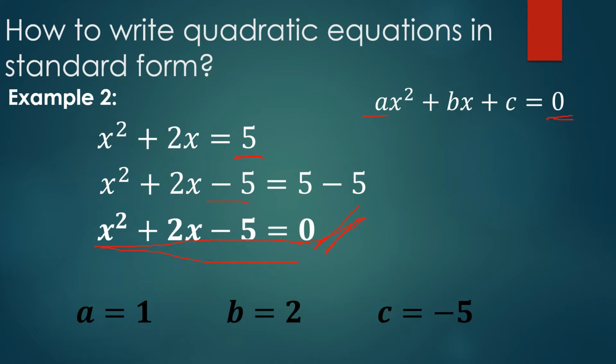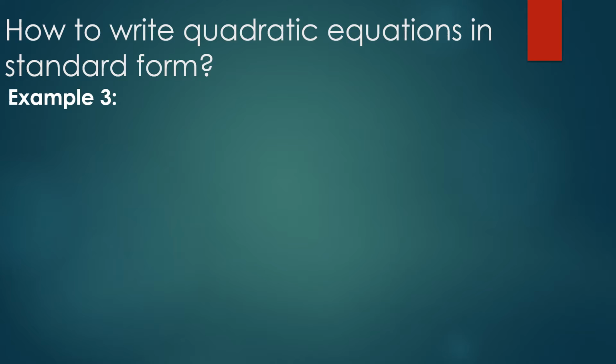Okay, example number 3. 3x squared is equal to negative 4 over 5x. Again, is this quadratic equation already in standard form, or does it follow the form ax squared plus bx plus c is equal to 0? Not yet, right? Because it is equated to negative 4 over 5x.